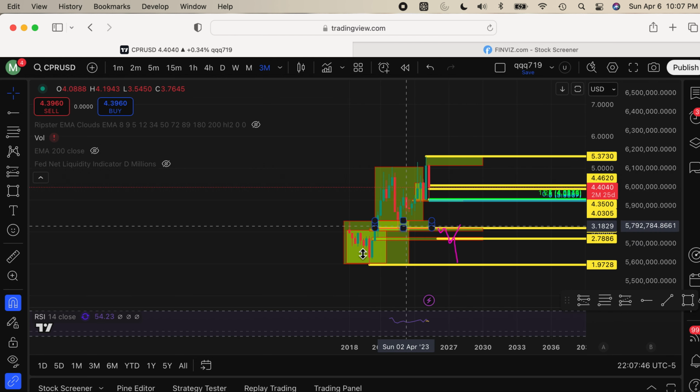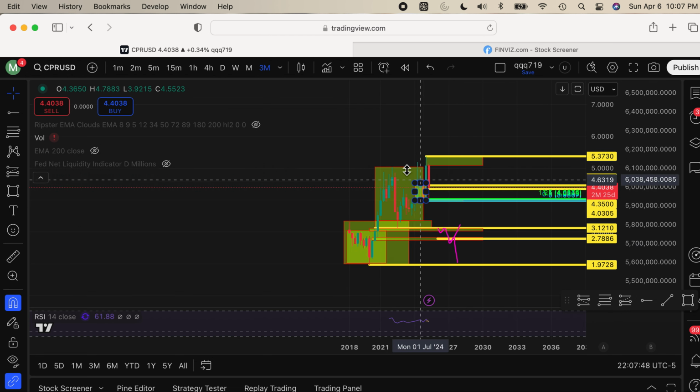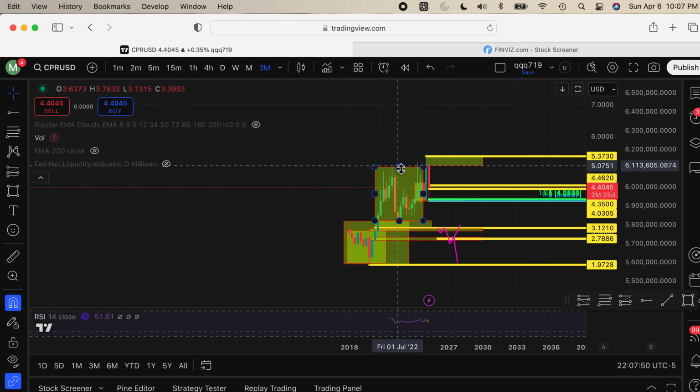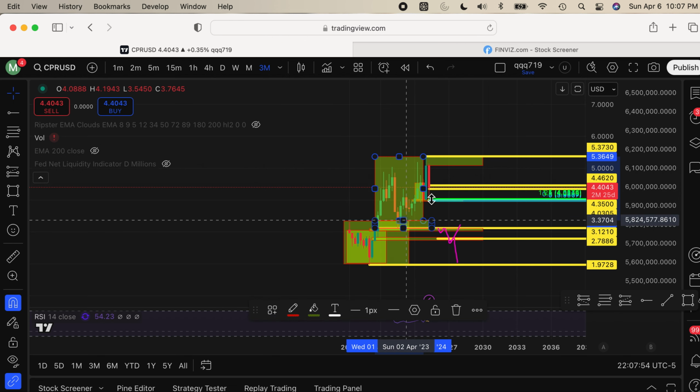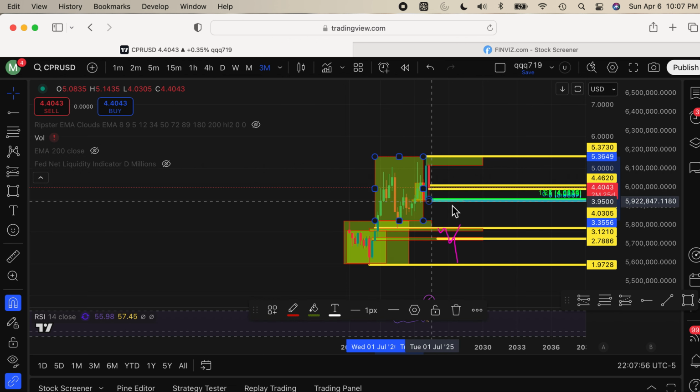Because this entire chart is now fair value all the way up to the all-time high. There is no reason to be trading any lower than 395.